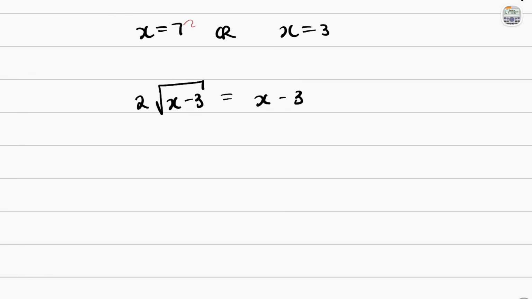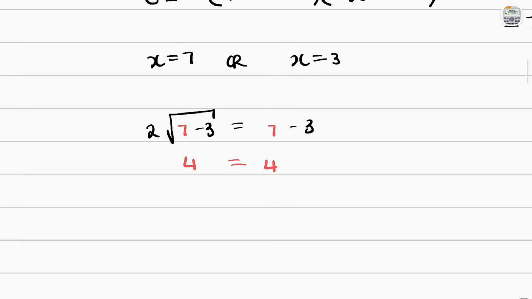So let's try that out with 7. If x was equal to 7, we substitute 7 here and 7 here. Let's see. 7 minus 3 is 4. Square root of 4 is 2. And then 2 times 2 is 4. 7 minus 3 is also 4. You see how the left-hand side is exactly equal to the right-hand side? It means we can accept that solution.